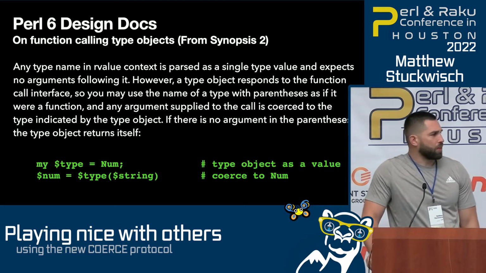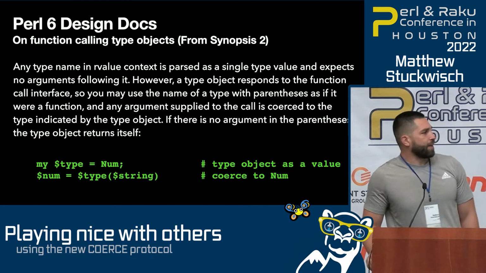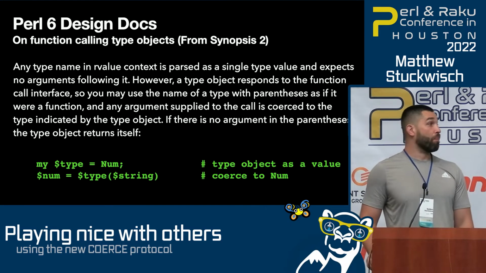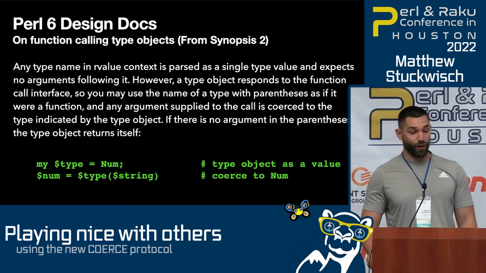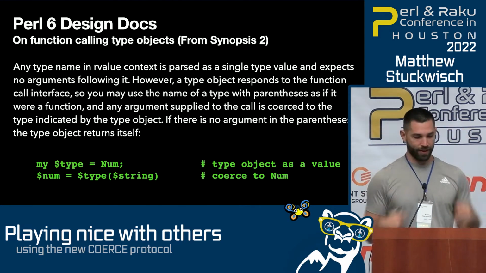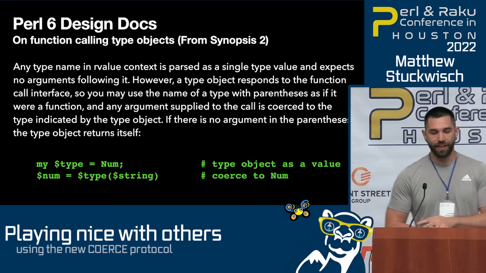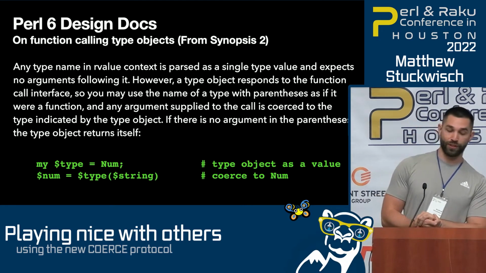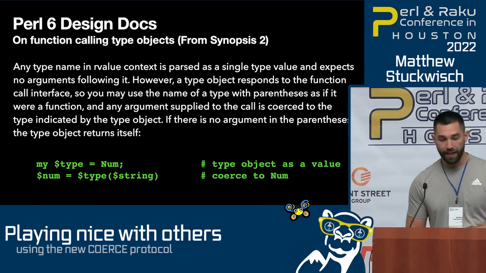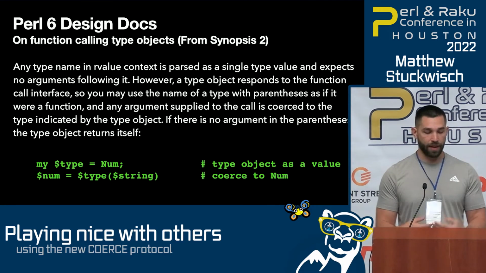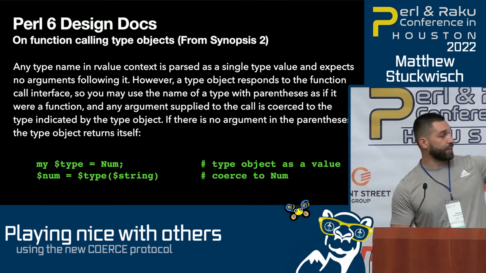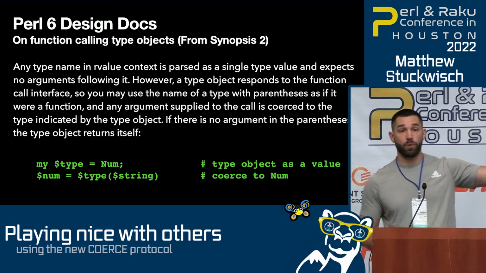And so one of the early ones here, it says, any type name in an R value context is parsed as a single type value, expects no arguments, but it will respond to a function call interface, basically putting parentheses around it. And so you may use the name of a type with parentheses as if it were a function, and an argument supplied is coerced to the type indicated by the type object. And if there's no argument in the parentheses, the type object returns itself. Okay, and it then gives the example here of throwing that into a variable.